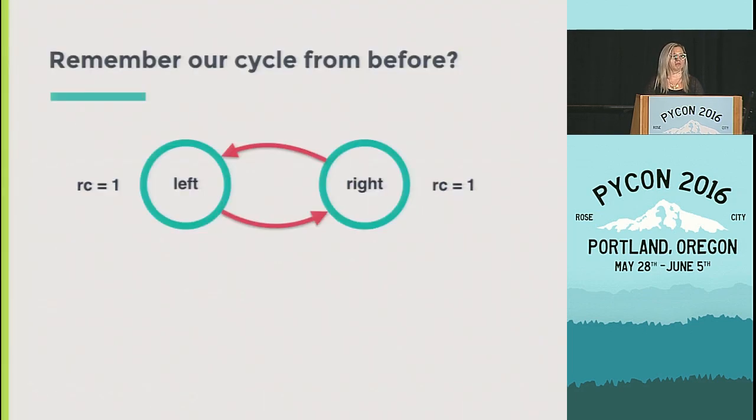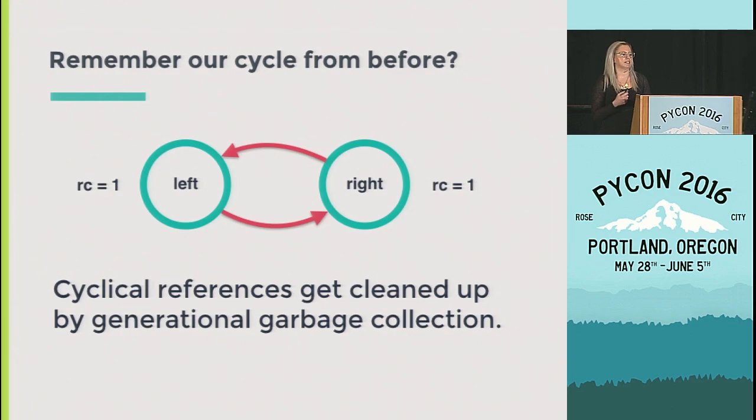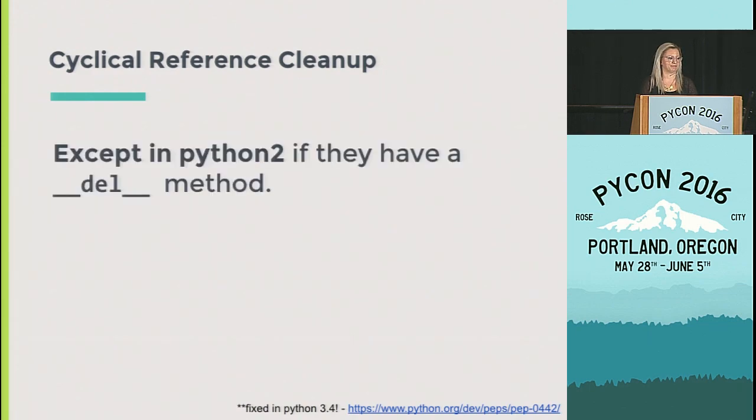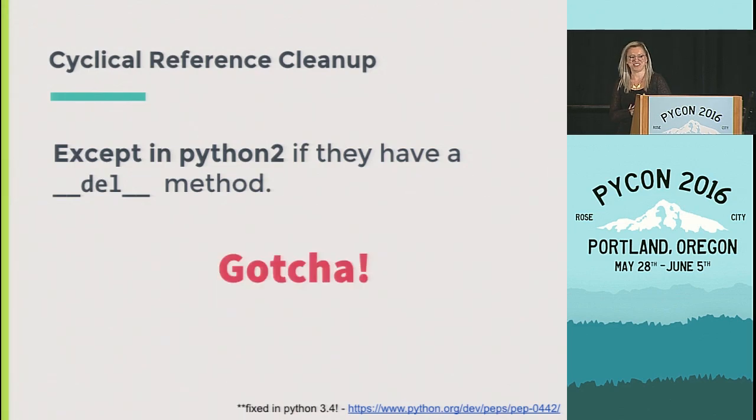If we remember our reference cycle from before, we had a node left and a node right. They retain their reference counts of 1. Those cyclical references are going to get cleaned up by generational garbage collection. Except in Python 2, if your class declares or has a dunder-del method. Gotcha. Thankfully, this is fixed as of Python 3.4.